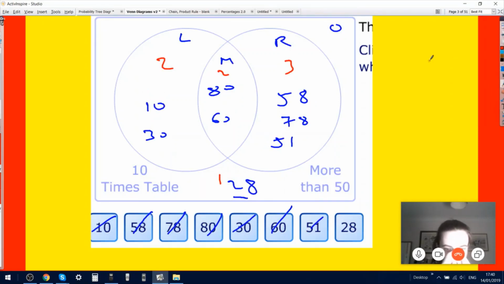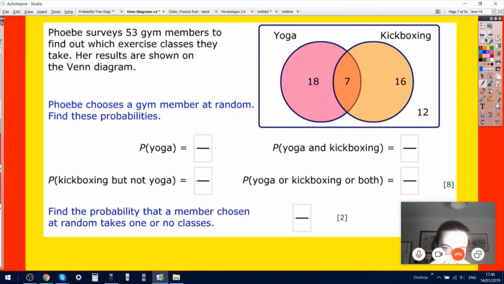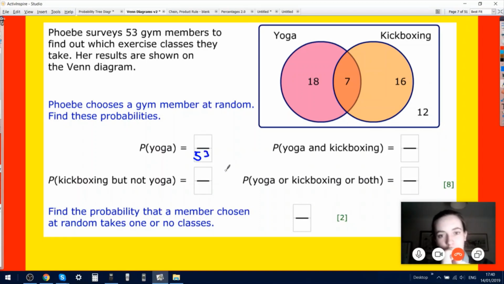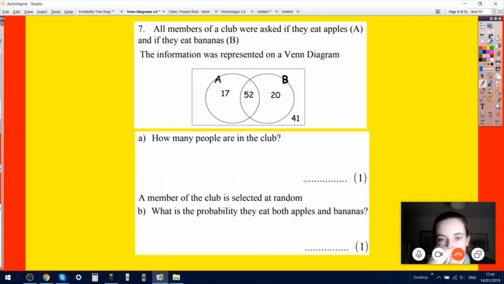What's the probability of getting... no, I won't skip ahead. Okay, so this is one they did for this. What is the probability of, so a member is chosen at random? What's the probability that they do yoga? 18 out of 53. And the 7 in the middle, do they do yoga? Yes. Oh, yeah. So what would that affect? 25. Yes. 50. Okay, rest of those are fine. That's fine.